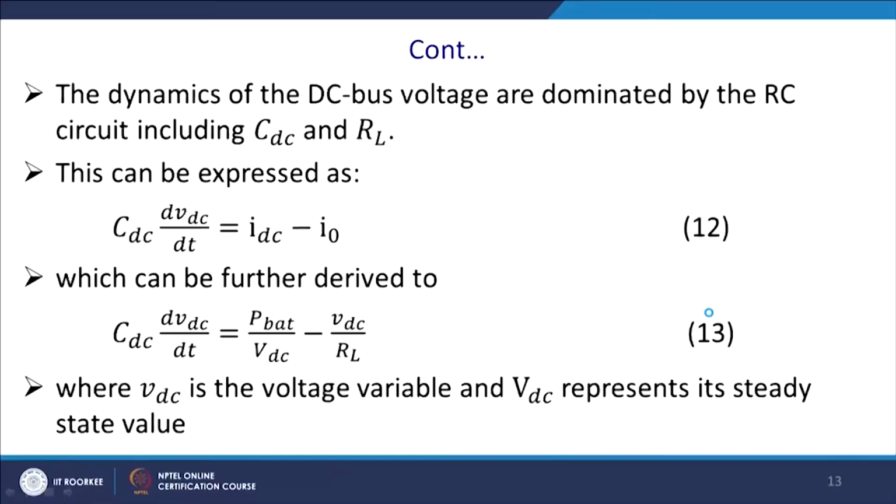And what happened there? The dynamics of the DC bus voltage is dominated by this RC circuit, that is including this CDC and RL, and this can be represented by CDC dVdt equal to IDC minus I0, and which can be further derived into CDC dVdt equal to P battery by VDC minus VDC by RL, where VDC is the voltage variable and VDC represents the steady state value.